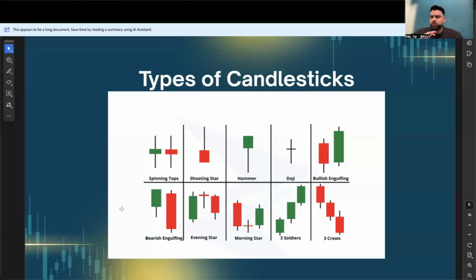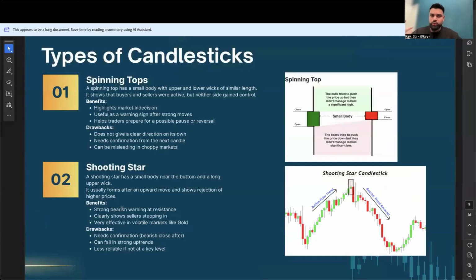Now there are way too many types of candlesticks. I've only managed to cover 10 today, because if I cover all of them, this would be a very long topic. So let's talk about the first type of candlestick, which is the spinning top. A spinning top has a small body with an upper and a lower wick of similar length, as you can see here. The wick at the top and the bottom is very similar.